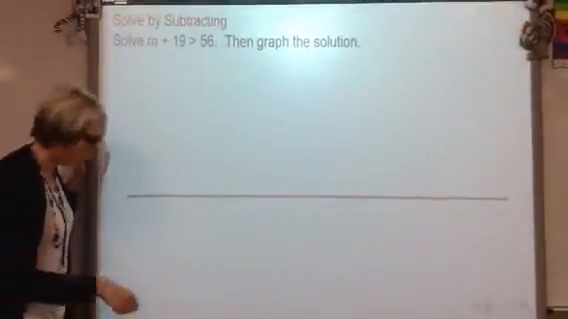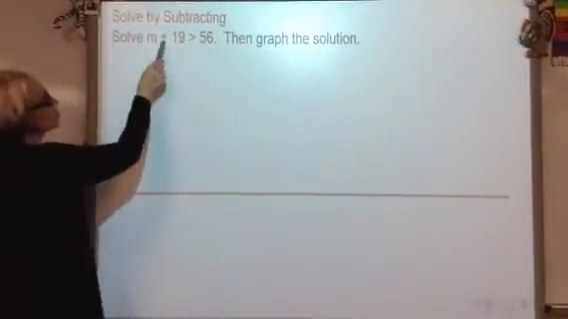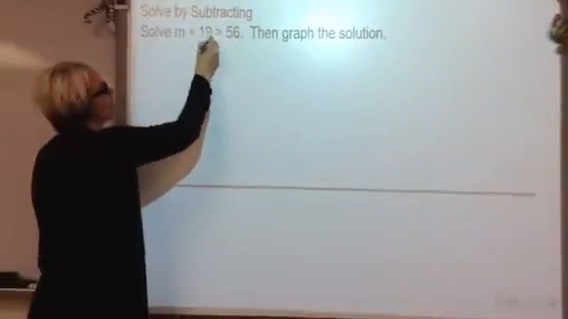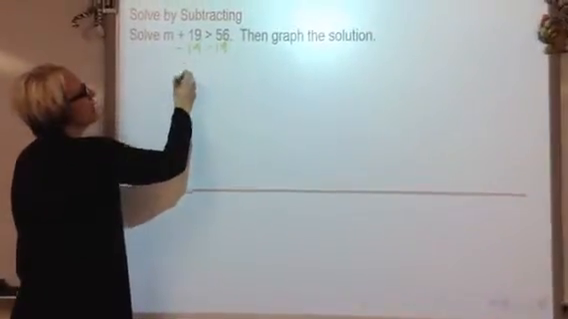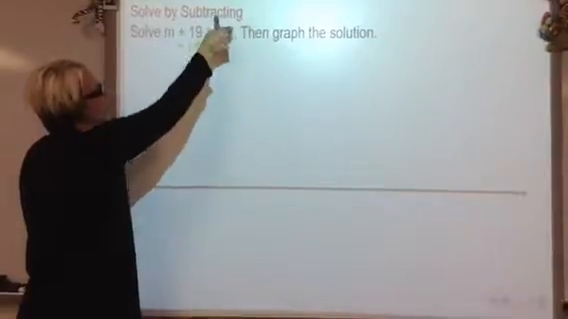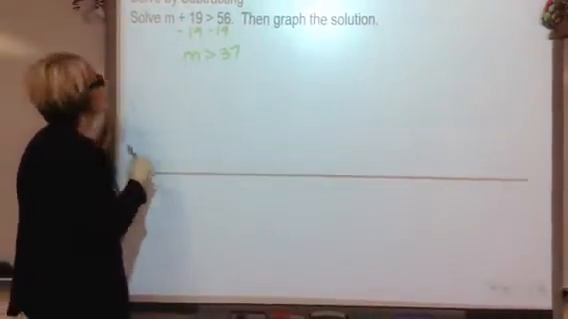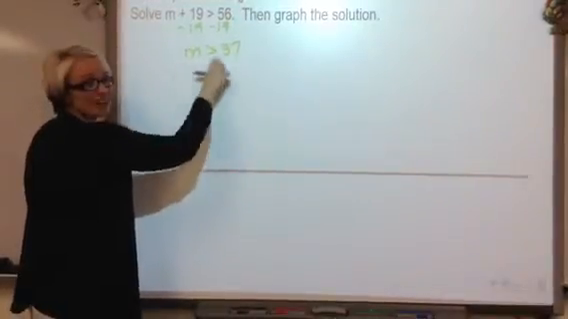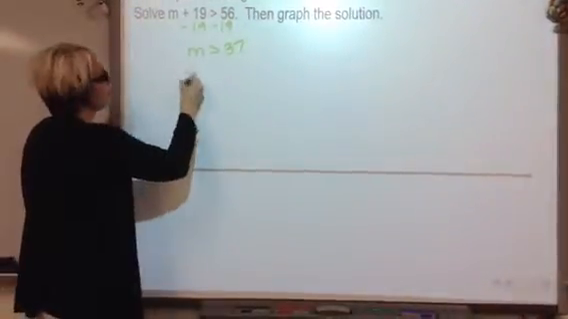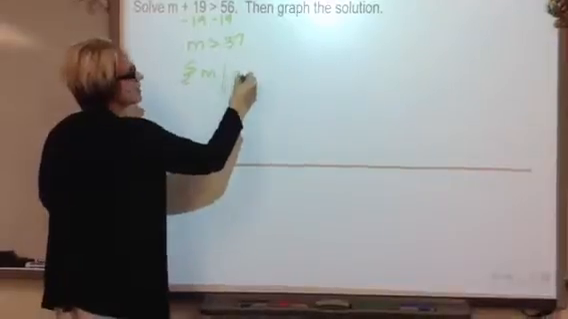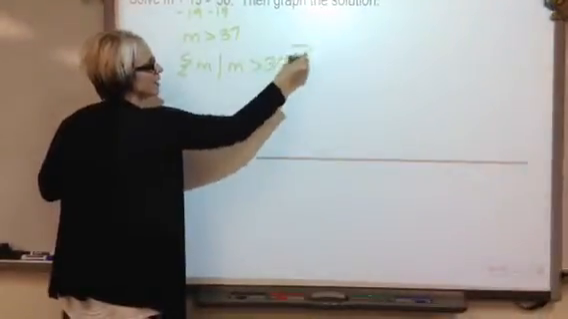Now, how do we solve by subtraction? Well, in this case, you'll notice this is adding 19, so we subtract 19 from both sides. And we get m is greater than, this would be 37. And you can check my math there if you would. So we are almost done. We have to put it in set builder notation, fat man bracket, m such that m is greater than 37.